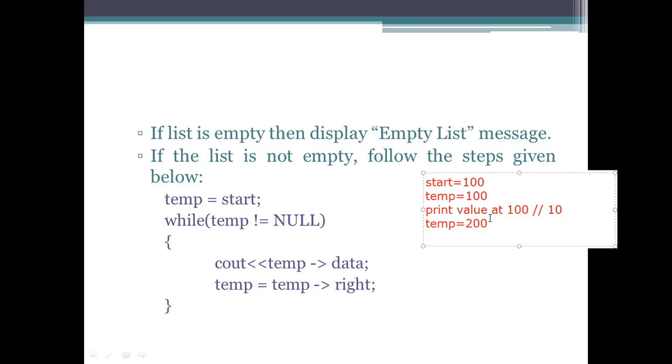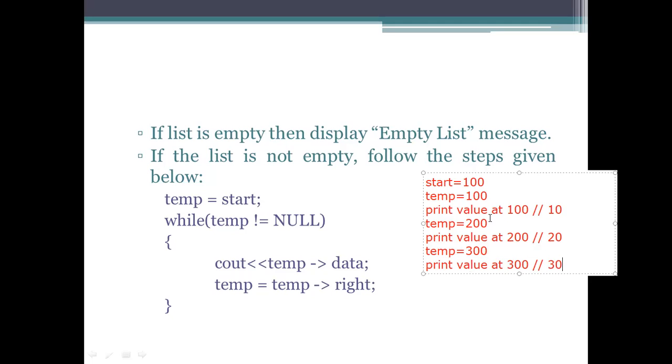Update this one. Now check whether temporary equals null or not. It is not equal to null. Print the value at 200. What is the value there? 20. Okay. Now again update the temporary value: temporary's right side, which is 200's right side, is 300. Print the value at 300. The value is 30. So we have 10, 20, 30.